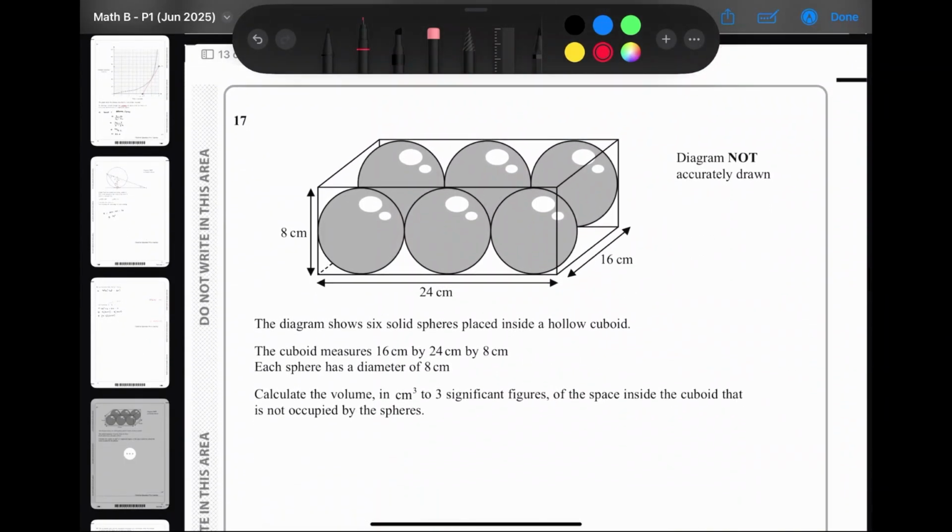We are presented with a diagram. We are given that each of the spheres inside the cuboid has a diameter of 8 centimeters. So logically, their radius will be 4 centimeters. We are told to calculate the space that is not occupied by the spheres inside the cuboid. So we will find the volume of the cuboid, and then subtract the total volume of all 6 spheres inside the cuboid.